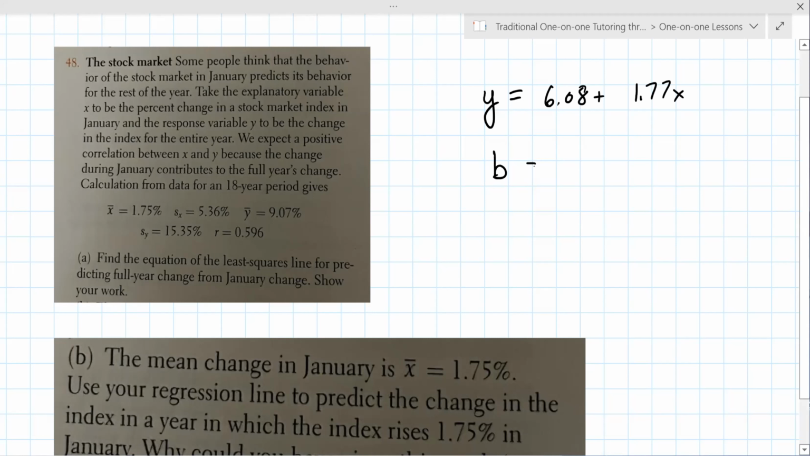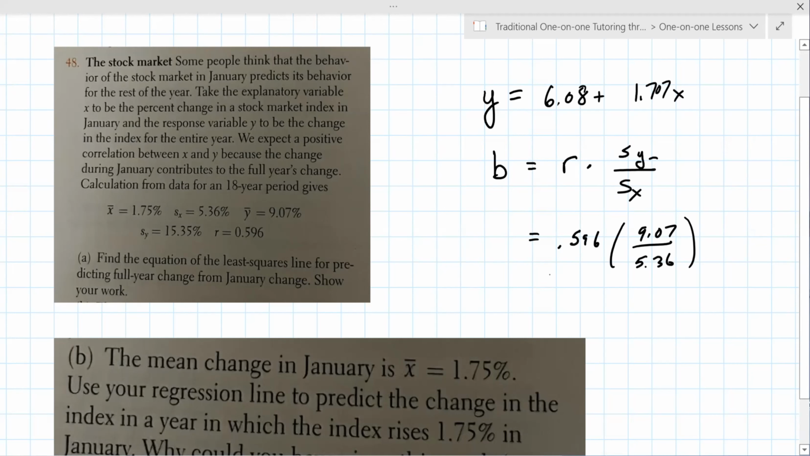So your slope is the value of r times sy over sx. I think that's what you said. Yeah. So you take your value of r, 0.596, and 9.07 over 5.36. And that looks about that. You said 1.707. That looks right to me.